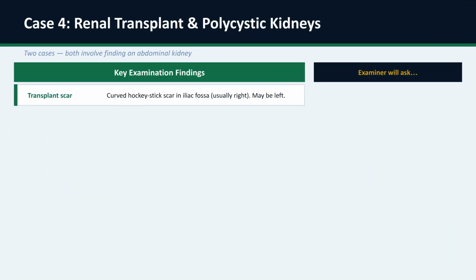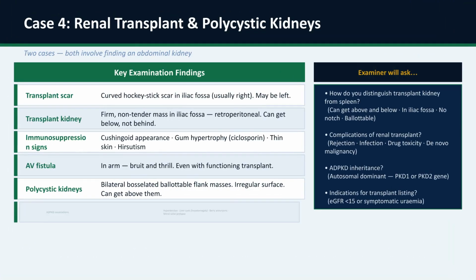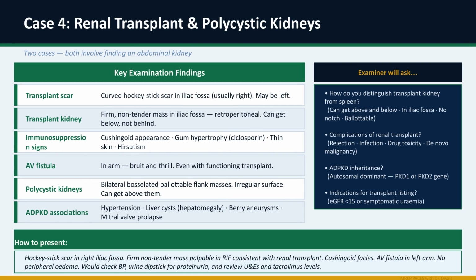Case 4 covers 2 related renal cases: renal transplant and polycystic kidneys, because both involve finding an abdominal kidney. Renal transplant. The transplanted kidney sits in the iliac fossa, usually the right iliac fossa in most centers, but can be left. You will see a curved scar, a hockey stick or J-shaped scar, in the iliac fossa. The kidney is palpable as a firm, non-tender mass in that region. It is retroperitoneal. You can get below it, but not behind it.